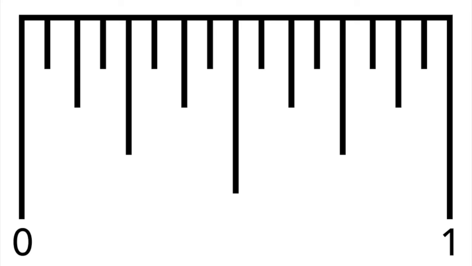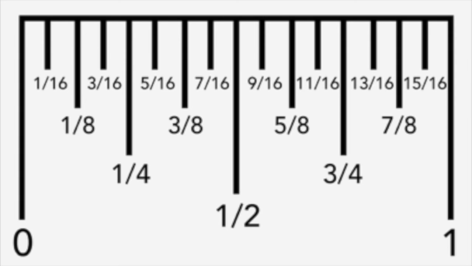This is the typical layout of an imperial ruler. 1 inch is divided into 2 halves, each half into quarters, each quarter into eighths, and each eighth into sixteenths. Of course, they simplify the fractions. So if you follow the ruler in sixteenths, you get these fractions.